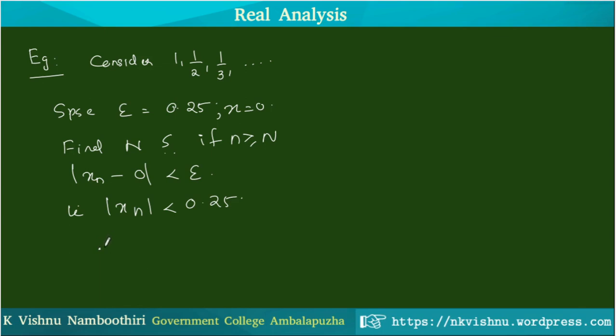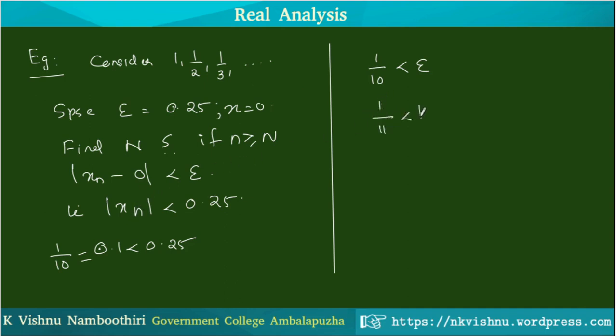We know that 0.1 is less than 0.25, but 0.1 is nothing but 1 by 10. Now, what about 1 by 11? So 1 by 10 is less than epsilon. Modulus is not necessary because all numbers are positive. 1 by 11 is less than 1 by 10, which is less than epsilon.